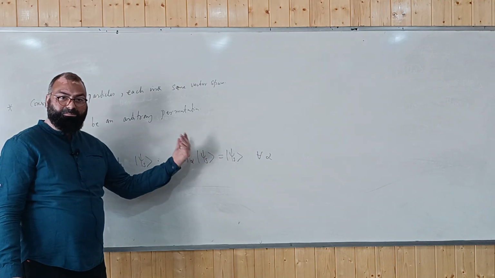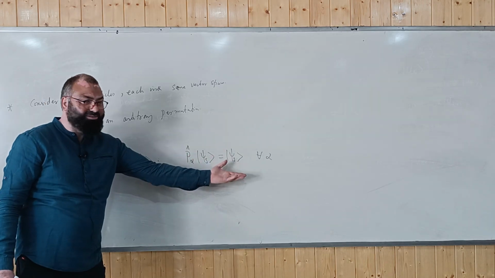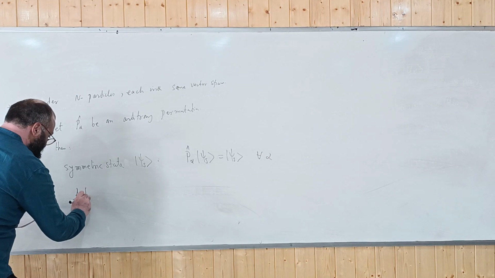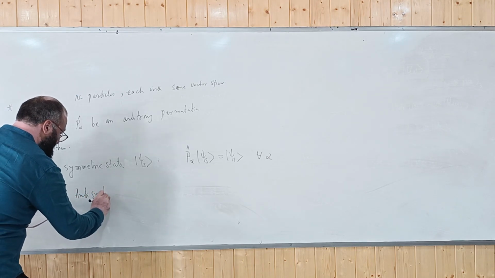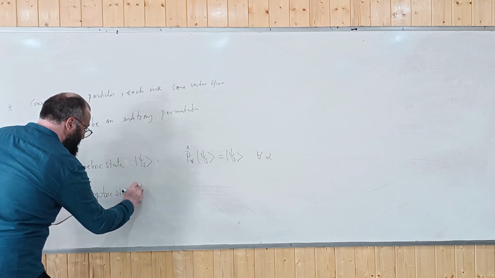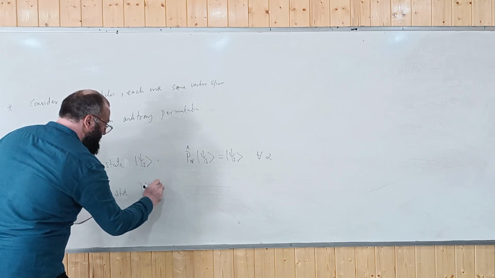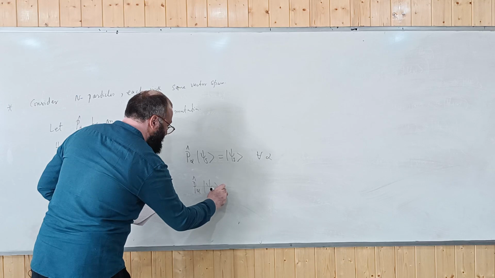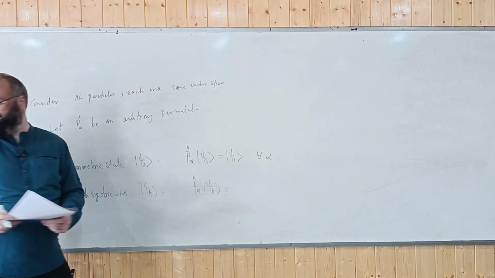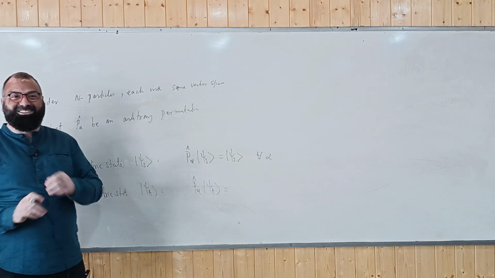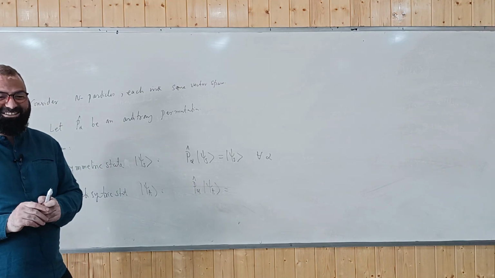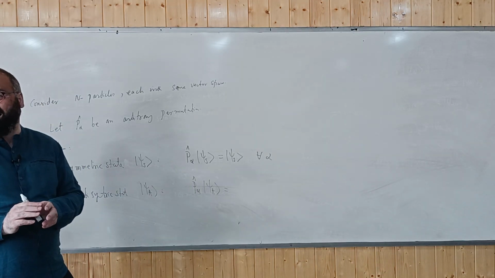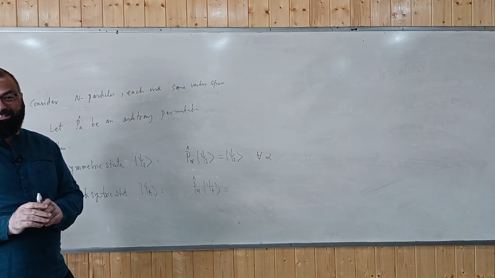So the same thing, P21 acting on psi s gives you psi s. Clear? And now if I have an antisymmetric state, let's call that psi a. So I will act with this permutation operator this way. What should I get? If I act P alpha on psi a, an antisymmetric state, what should I get?